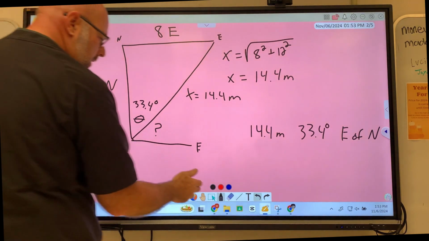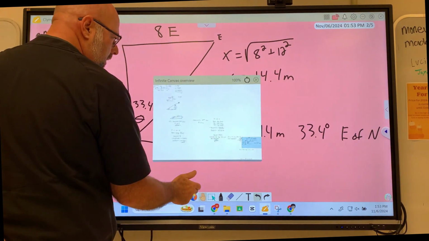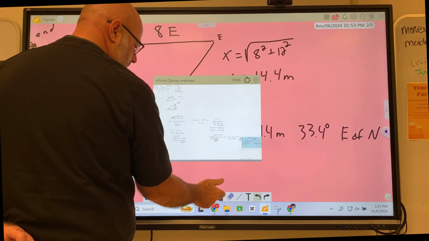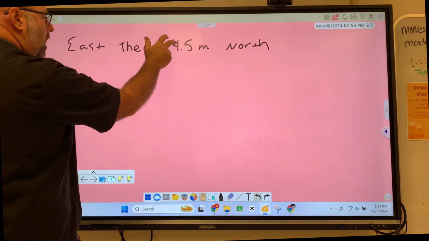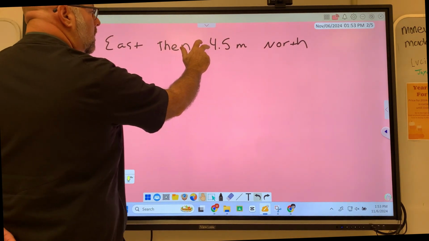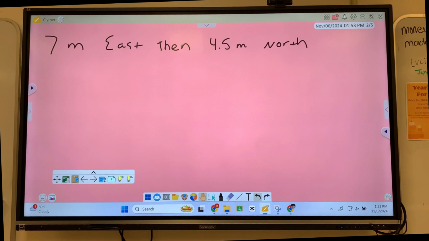So let's try another one. Where do we have another one? Down here we go. In your notes, draw this and find the resultant vector for this displacement. My advice would be to start with a little coordinate system, just a little bitty plus sign. Plot this out, get your triangle, and then solve out your triangle. Do that all first.